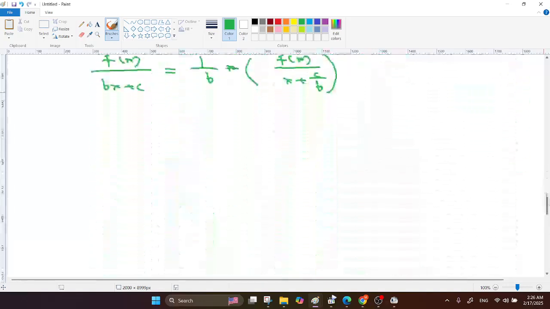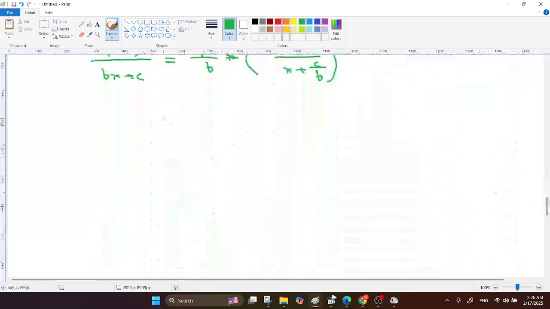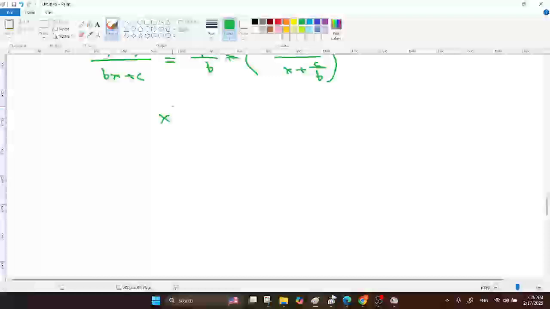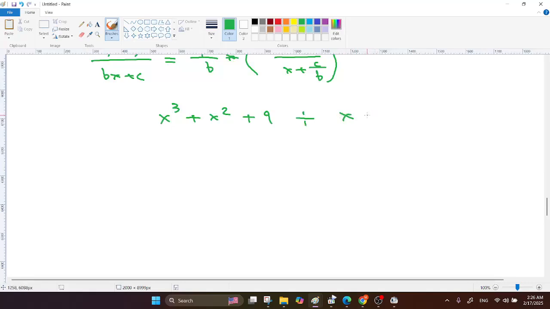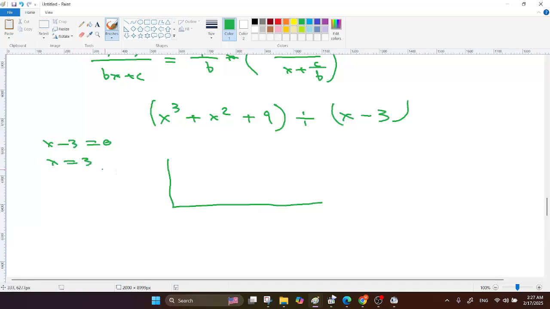And now let's solve another example. For example, x cubed plus x squared plus 9 divided by x minus 3. Okay, but let's put the parentheses to make it clearer. So x minus 3 equals 0. You solve for it. X equals 3. So put the 3 here. Okay. Now put the coefficients of this polynomial, x cubed plus x squared plus 9.